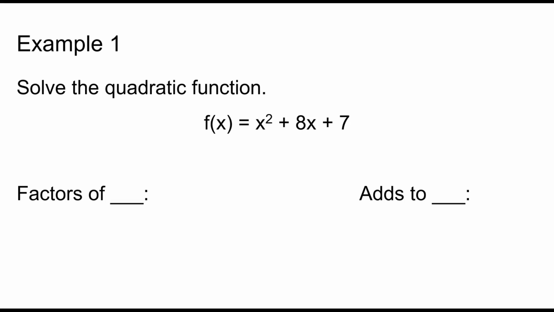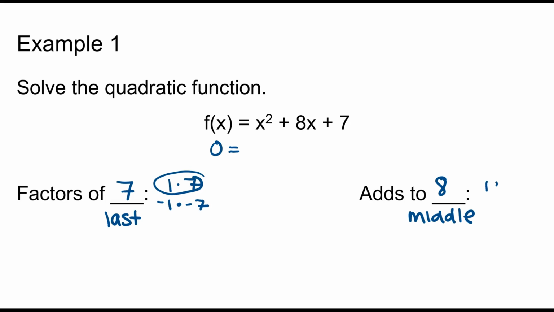Solve the quadratic function. So 0 equals, now we want to know factors of the last, so factors of 7 that add to the middle, 8. So what multiplies to 7? Well, there's 1 times 7 or negative 1 times negative 7. Which of these adds to the middle? 1 plus 7. So this factors to x plus 1, x plus 7.